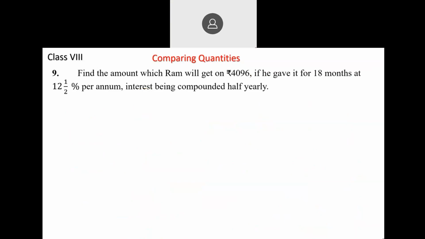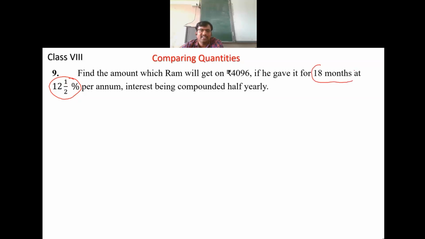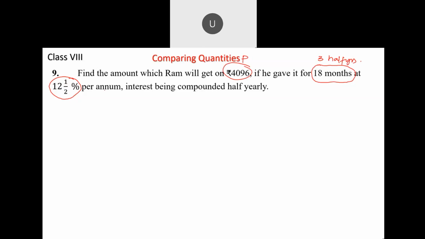This question is a simple question. One and a half years, interest is 12.5 per annum. 18 months is the same as 1.5 years, so this is 3 half years. Principal is the same. Rate of interest is 25 by 4, which is 6.25 per half year.